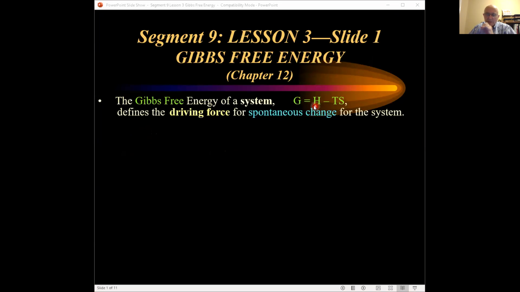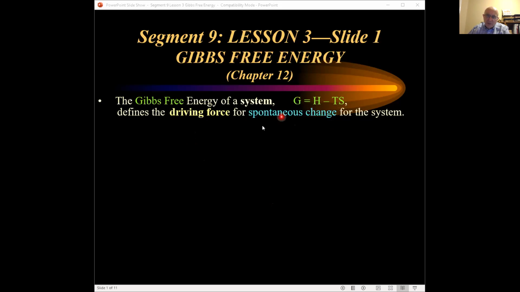Remember we said if delta H was negative, that is the system transmitted energy to the surroundings, or if the entropy was increasing for the universe, then that was a process that would become spontaneous. Both those driving forces, the Gibbs free energy uses both of those, but they're combined in a way so that we're only focusing on the system, the entropy of the system, not the entropy of the universe.